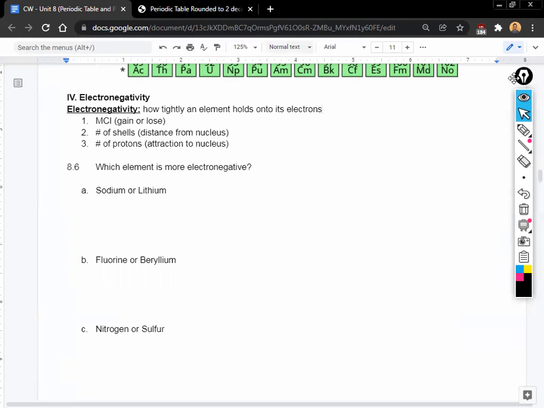Let me write the pattern for you right here. +1, +2, +3, no MCI, -3, -2, -1, no MCI. That's the pattern on top. You might have it written down somewhere from old notes; I just put it up there for a quick review. So the first thing you want to see is, is it an MCI? The second thing is the number of shells, because it's going to determine the distance from the nucleus. The third thing is the number of protons.